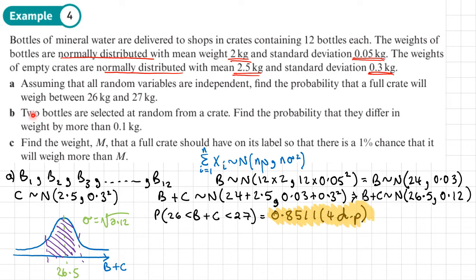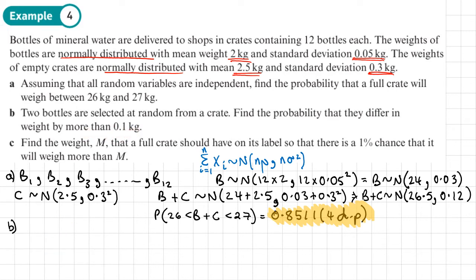And we'll move on to part B. 2 bottles are selected at random from a crate. Find the probability that they differ in weight by no more than 0.5 kg. Okay, so what does that mean? If I pick any 2 bottles, let's say B1 and B2, to work out the difference in the weight, that would be B1 minus B2, so that's 2 random bottles that I've picked. Now we want that difference to be less than 0.1.